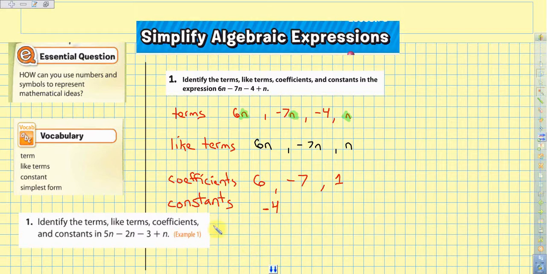So now, at this particular point in time in the video, what you're going to do is you are going to do this problem here and then answer it within the video.